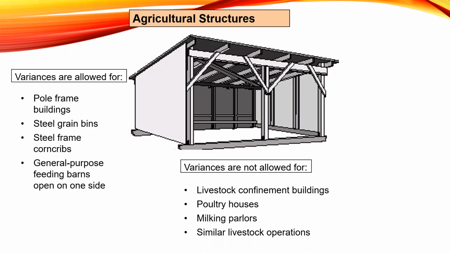I've added another graphic from the quick guide. We're looking again at low damage potential structures: pole frame buildings, steel grain bins, which are usually elevated because of the grain, corn cribs, feeding barns, and structures open on one side. We're trying to move away from livestock, poultry, and milking parlors. Anything that has live animals in it should really be elevated or dry flood proofed.